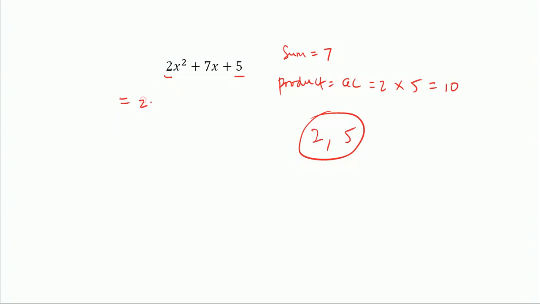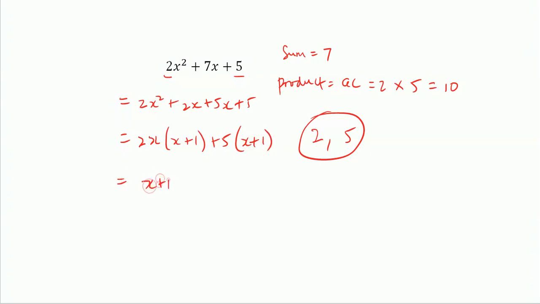So it'll be 2x squared. We are replacing the middle term, so it'll be 2x plus 5x plus 5, and factorizing by grouping, we pull out 2x, and this will be x plus 1 plus 5 into x plus 1. The common factor is x plus 1, so it'll be x plus 1 into 2x plus 5.